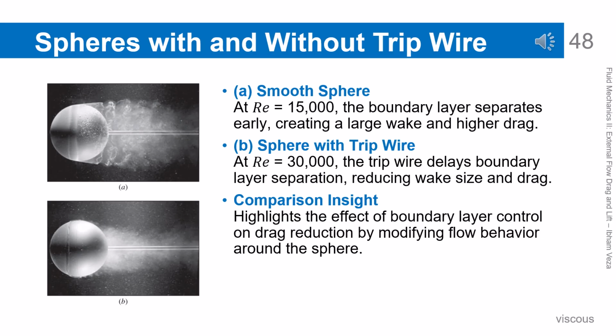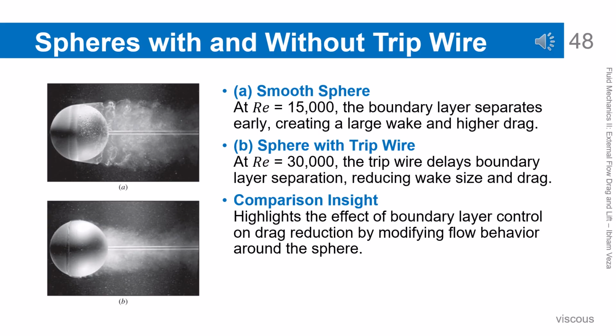Flow visualization around spheres with and without tripwire. On a smooth sphere, the boundary layer separates early, forming a large wake and producing high drag. By adding a tripwire, the transition to turbulent flow is triggered earlier so that flow separation is delayed. This delay reduces the wake size and significantly lowers drag.